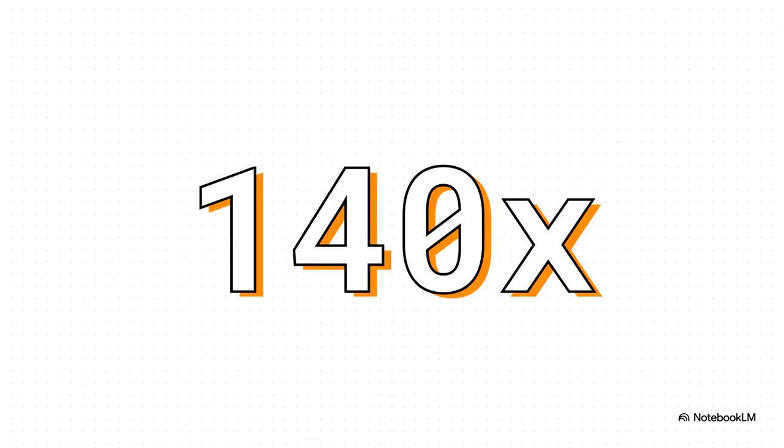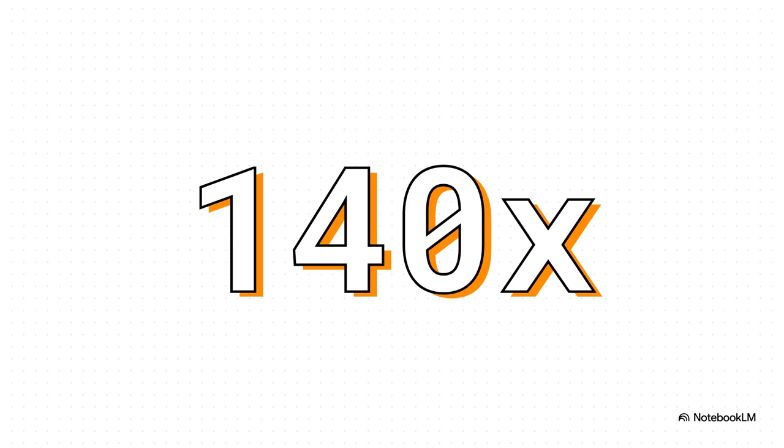Now this is the number that just blew me away. Get this, a tiny 500 million parameter model with a memory decoder plugged in actually performed better than a standard off-the-shelf 72 billion parameter model. That is an insane level of efficiency. We're talking over 140 times more efficient.